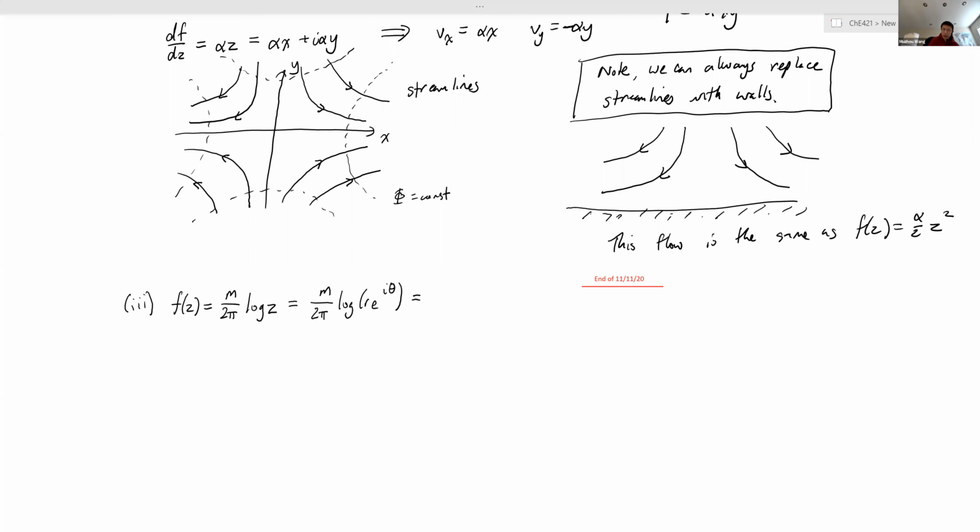And so then you can expand this to make it look like m over 2 pi times log of r, plus m over 2 pi times log of e to the i theta, but then log of e to the i theta is just i theta, right? So you get that, right?